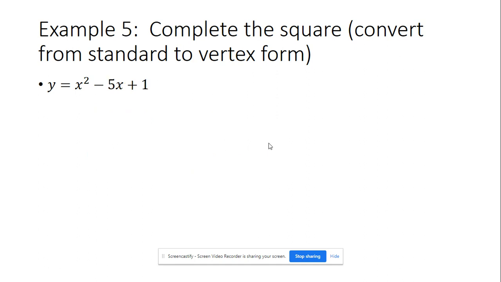Okay, so a little bit harder here, and it's going to be harder because we're going to have to deal with a bit of fractions. And guys, I know fractions are a pain to deal with, but we just need to get good at doing this as well.